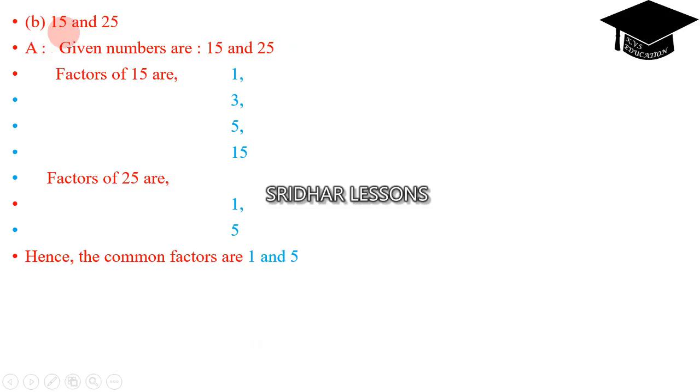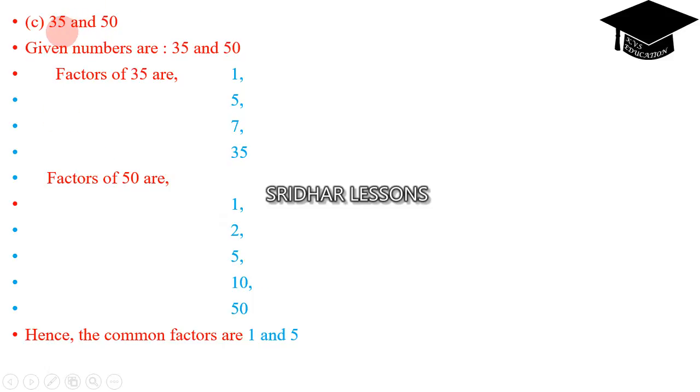Next one, find the common factors of 15 and 25. The given numbers are 15 and 25. The factors of 15 are, of course, 1, 3, 5, 15. Similarly, the factors of 25 are 1, 5 and 25. If you observe these two, the common factors are 1 and 5.